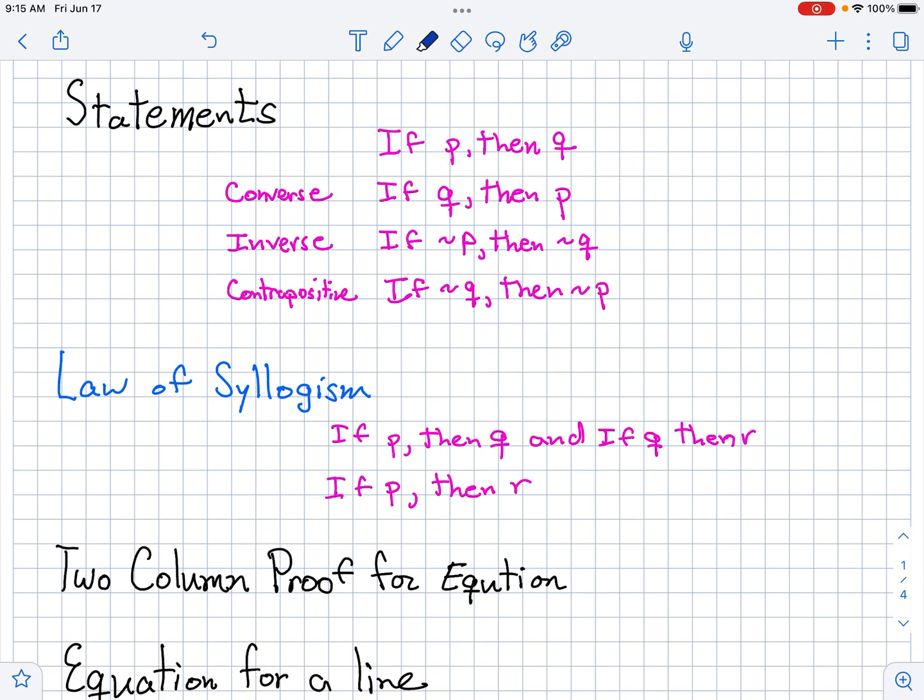Now, the law of syllogism is going to be this. If P, then Q. Okay, you have that statement. And then the next statement is if Q, then R. And then you can bypass the middle one. If P, then R.